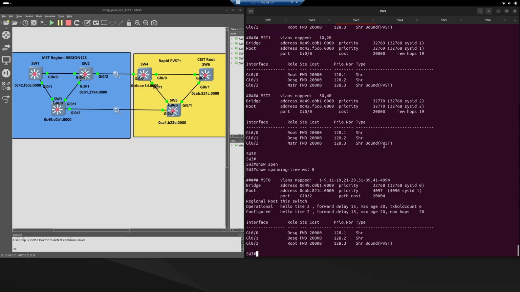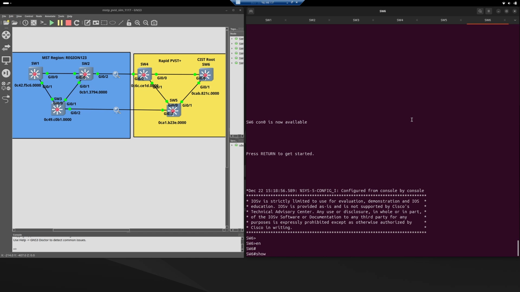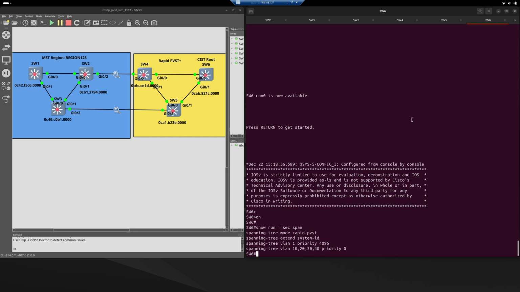So again, to summarize, remember that if the CIST root is outside of the MST region, every single STP instance must have a lower priority than the VLAN 1 instance. That's what we have configured on switch 6. We'll show running-config section spanning-tree. So VLAN 1 has a priority of 4096, and every other VLAN has a lower priority on switch 6.